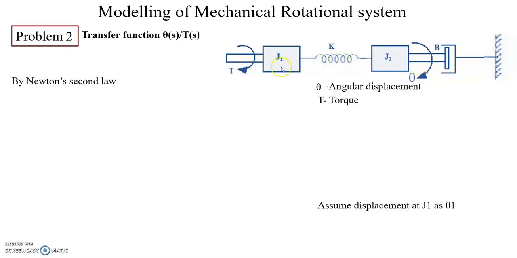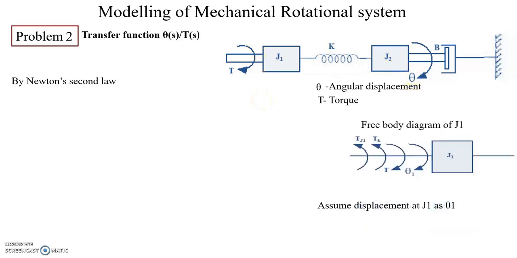So having two moments of inertia means having two different angular displacements will be presented. You name it as theta, here you assume this as theta 1. So now you can draw the free body diagram. What is the applied torque here? The applied torque is T, and J1 is the moment of inertia, and the opposing torques are TJ1 and TK, the spring having the opposing torque TK, and the angular displacement here is theta 1.